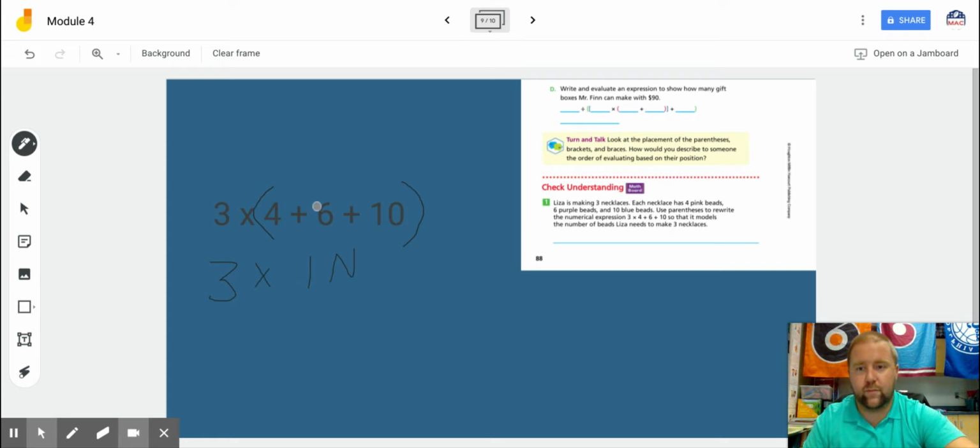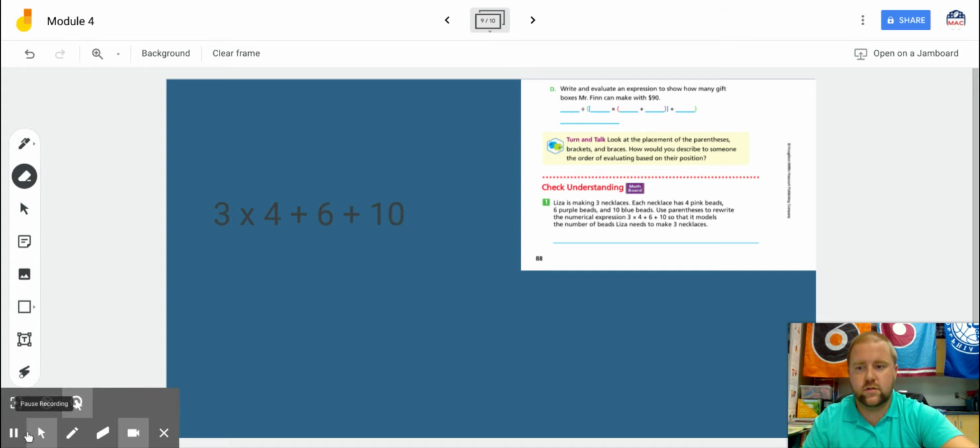All right, so 4 plus 6 is 10, and then 10 plus 10 is 20. So if I'm solving, I would say 3 times 20, which would be 60. So we would need 60 beads to make 3 necklaces. Let's try another one, just because that one was a little bit smaller, and I'm looking for something that's going to be a little bit more of a challenge for you.